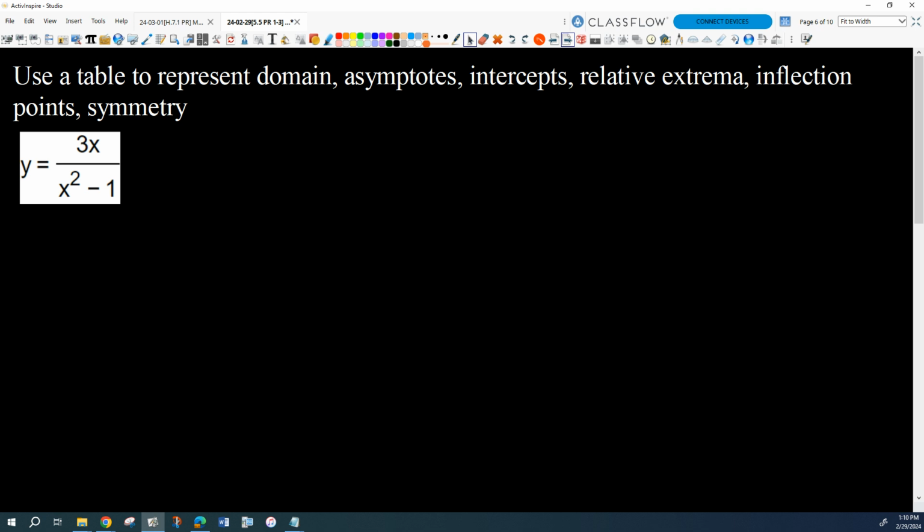Okay, let's do another one. You guys talk me through this one now. Okay, so we gotta find the domain. What's our domain? X cannot equal, again, what? Positive or negative 1. Okay, what's going on there? There's a vertical asymptote. Vertical asymptotes because those are unique zeros of the denominator.